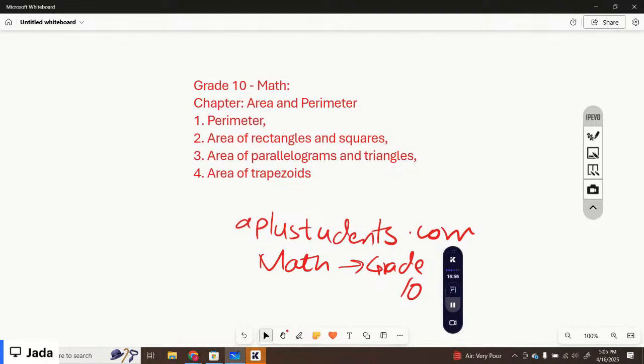We're going to start with the chapter area and perimeter. The lessons we're going to cover today are perimeter, area of rectangles and squares, area of parallelograms and triangles, and area of trapezoids. So please make sure you have your notebook and pencil so that you can note down the important examples and definitions as well.